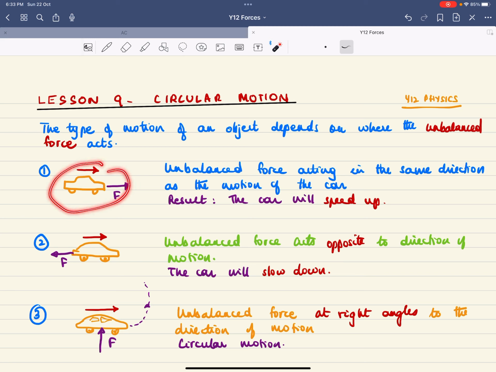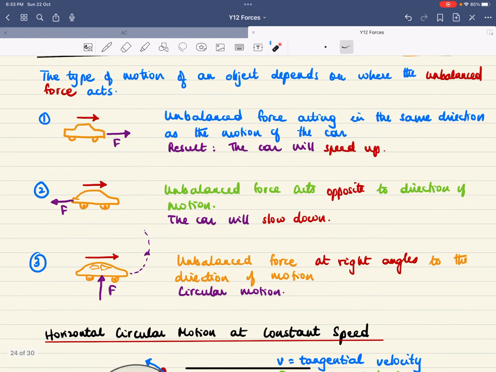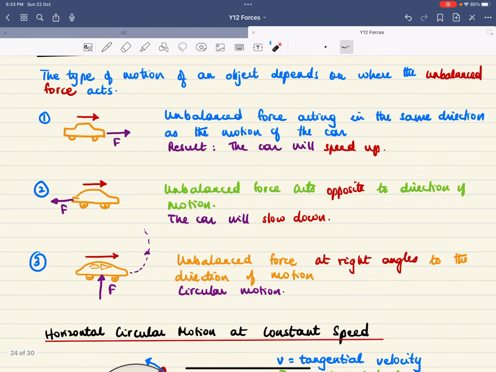If you've got a car that's moving in this direction and the unbalanced force is in the same direction, the car is going to speed up. Next example: if the car is moving in the direction of the red arrow, but the unbalanced force acts opposite to motion, the car is going to slow down. In this example, the car is going in this direction, but the unbalanced force is at 90 degrees to its motion, and the result is circular motion.